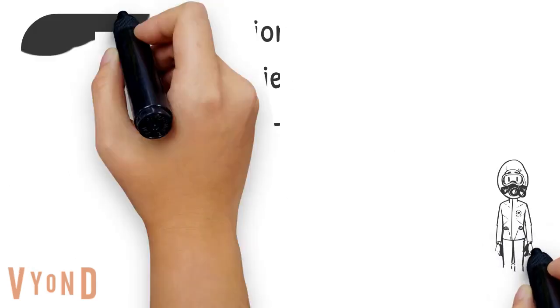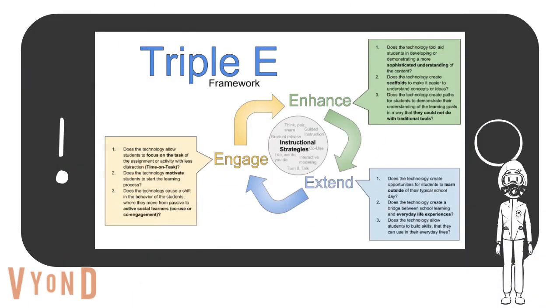The Triple E framework is a different view of frameworks because it directly focuses on how technology helps learning goals. This is a practical tool that brings instructional strategies, learning goals, and purposeful tools to the classroom.